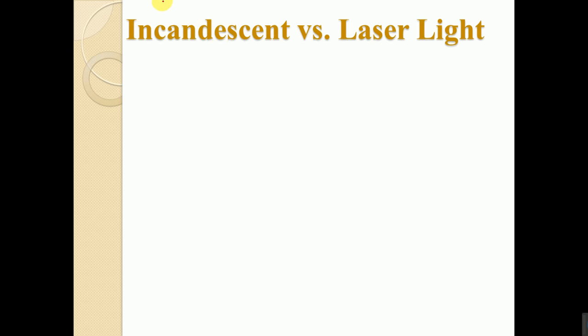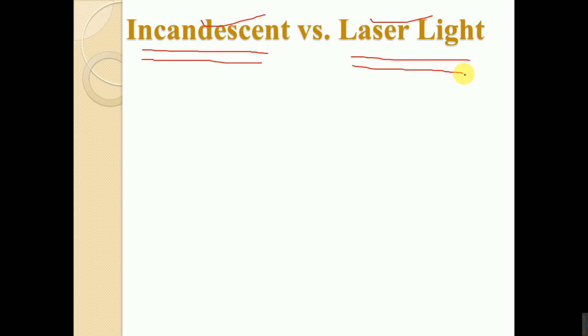Now, let's compare incandescent light and laser light. As we have already studied the three properties, which are monochromaticity, directionality, and coherence, we can compare. Incandescent light is not at all directional. It is widespread light. It is not monochromatic, it is polychromatic. Polychromatic means it gives a large number of wavelengths from the same light source.